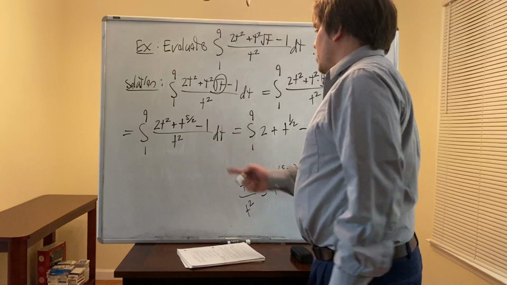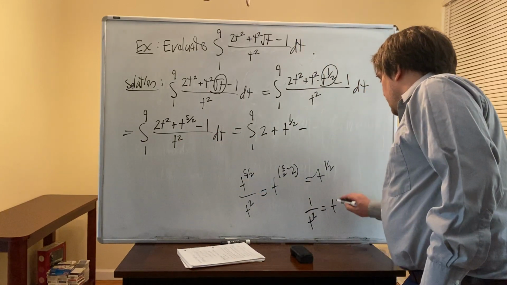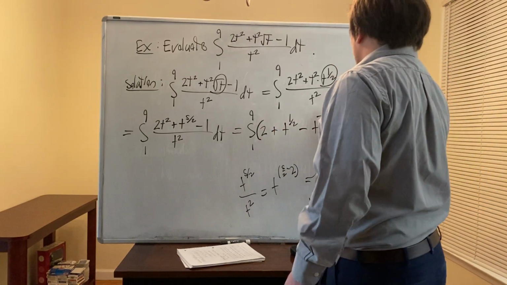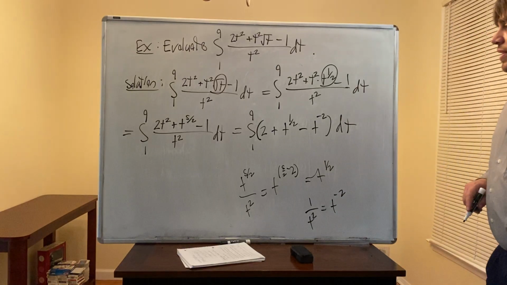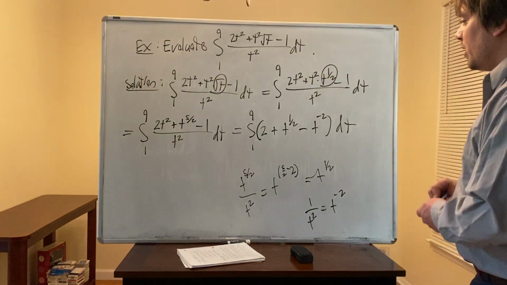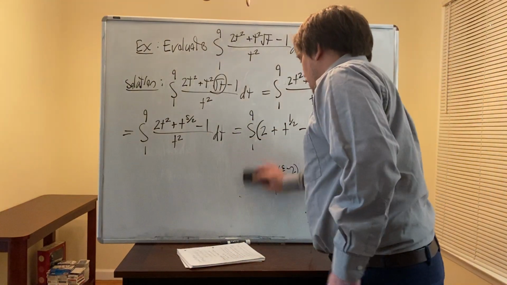And this is minus 1 over t squared. 1 over t squared is t to the negative 2. This is minus t to the negative 2. And so I'm keeping this in exponential form, dt. So now I've gotten rid of the denominator here. So this step was getting rid of the denominator of that fraction.